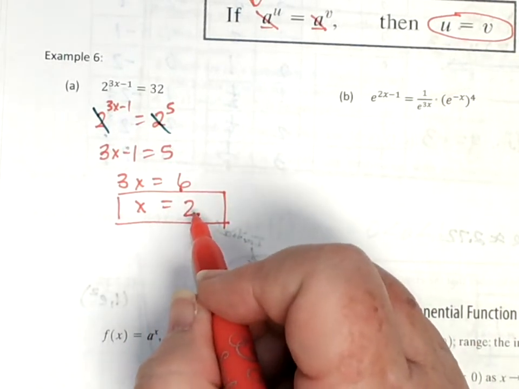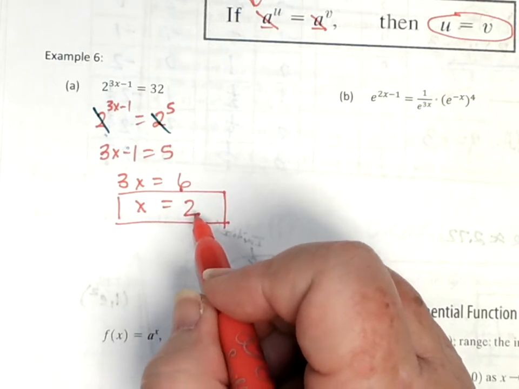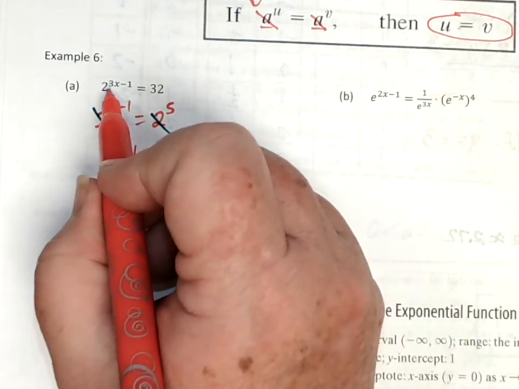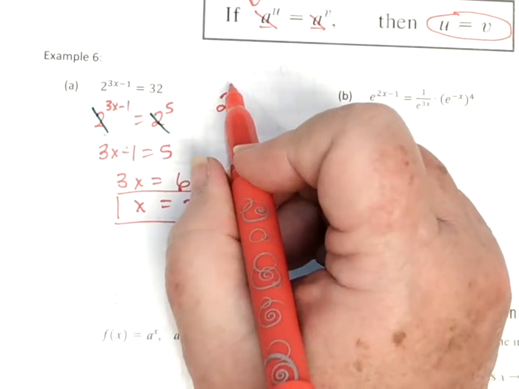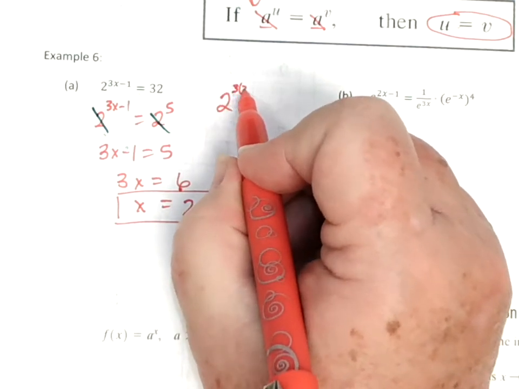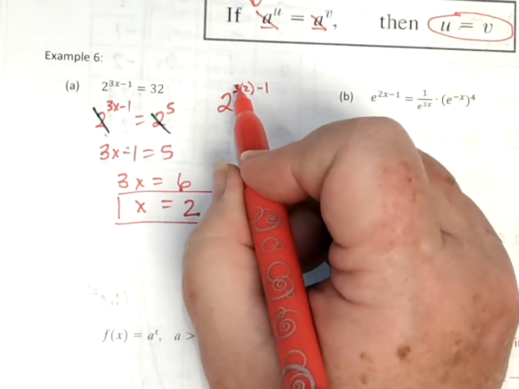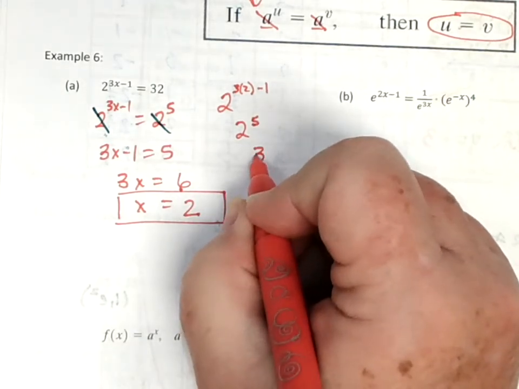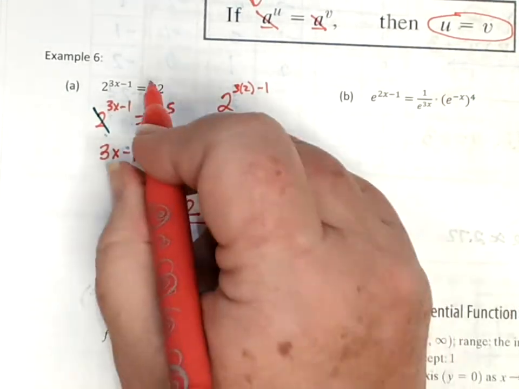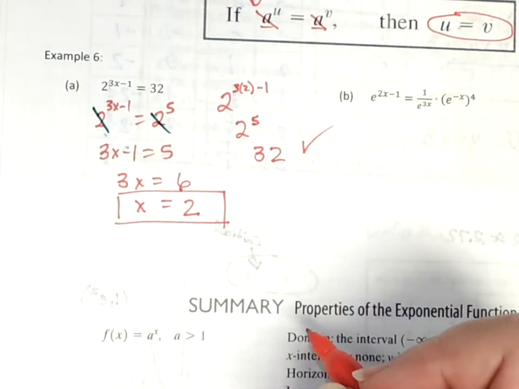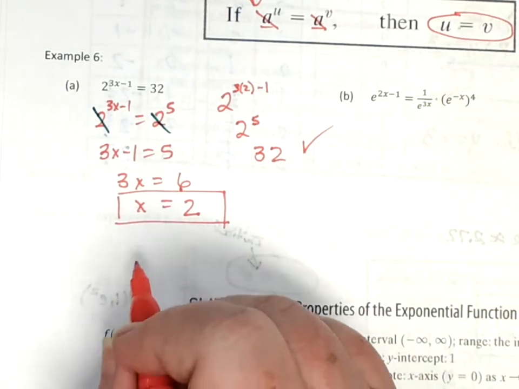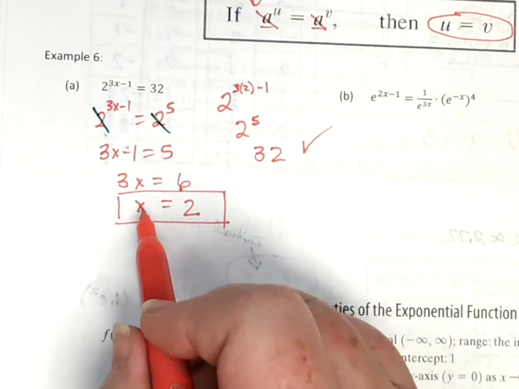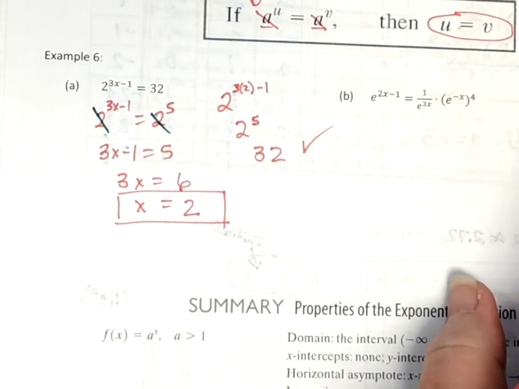Now let's check our work just to make sure, because every once in a while we'll find an answer that looks like it works, but it really doesn't. Let's plug in 2 into this problem. That's going to be 2 raised to the 3 times 2 minus 1. That's 6 minus 1, that's 2 to the fifth, and we know 2 to the fifth is equal to 32. We know that this is a true statement, so we have solved the problem. This statement is true whenever x equals 2.